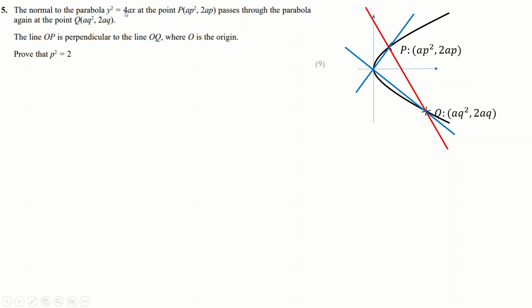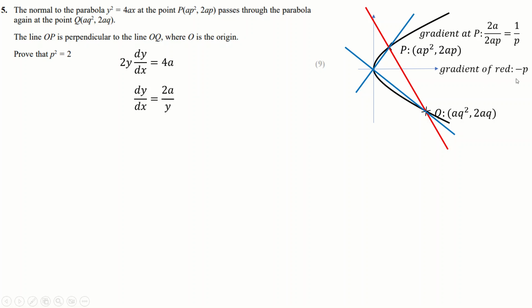First, we're obviously going to start by differentiating this thing. So do some implicit differentiation there, and we get this. We can rearrange that, of course, to make this. And so the gradient of the curve at P, by just putting in this value into here, is 2a over 2ap, which is just 1 over p. And therefore the gradient of the normal is going to be minus p, because minus p times 1 over p is minus 1. So this line here has gradient minus p.